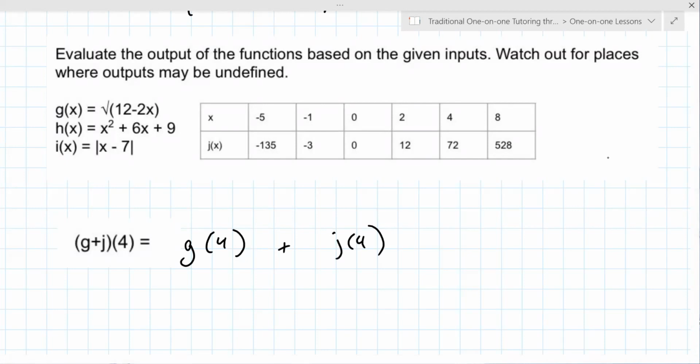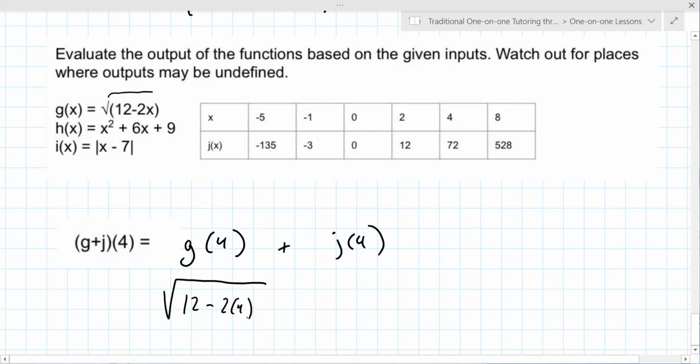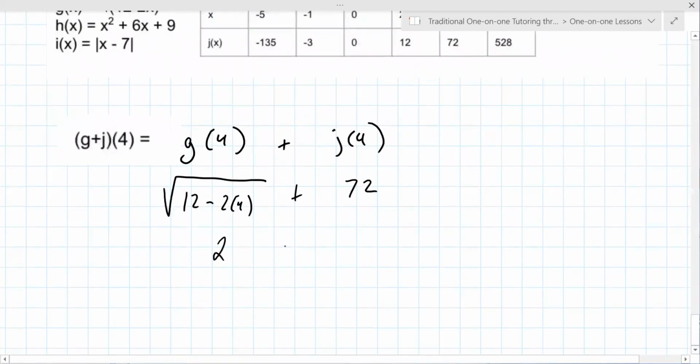So g of 4 is this square root function. So this is the square root of 12 minus 2 times 4, plus j of 4. Here's 4, here's j of 4, 72. Okay, so do you follow that? Use the one that it specifies. So this ends up being the square root of 4, which is 2. 2 plus 72 is 74.